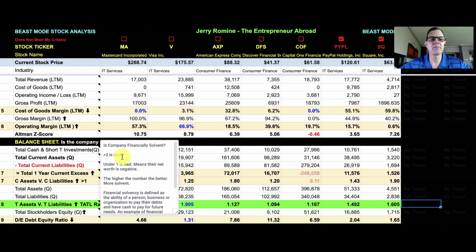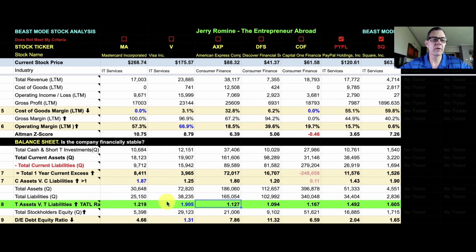Ideally, I like to have a number that's over 2, and that just means if it was a 2, they would have twice as many assets as liabilities. So when we look at the companies here, we've got MasterCard at 1.2, Visa at 1.9, and these guys are coming in the strongest, and you can see where the rest of them come in across the board. And I have this highlighted in green because it is a very important one for me to look at.